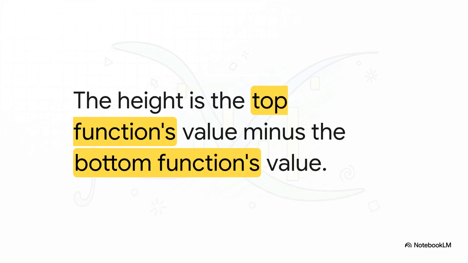So let's look at that one rectangle. What's its height? It's actually way simpler than you might think. At any given point along the x-axis, the height is just the y value of the top curve, f of x, minus the y value of the bottom curve, g of x. That's it. That simple subtraction gives us the precise height of our slice at that exact spot.